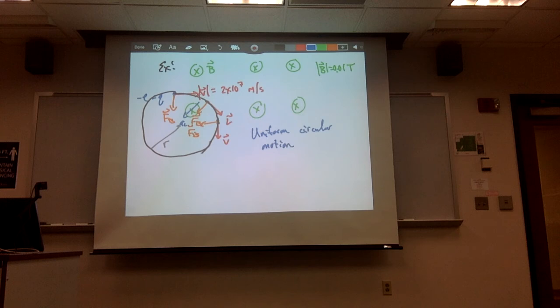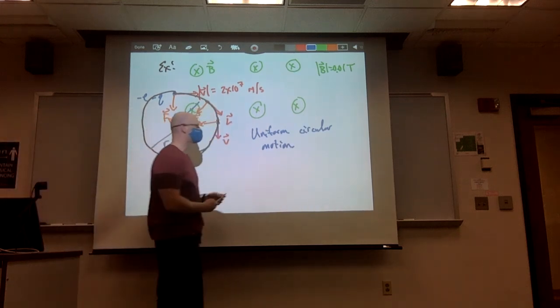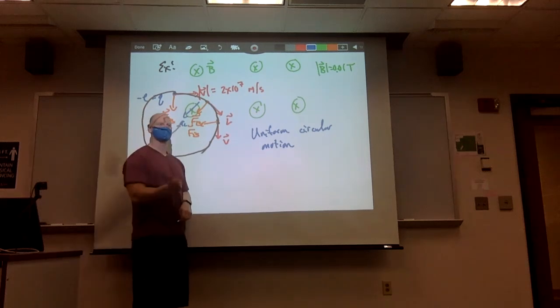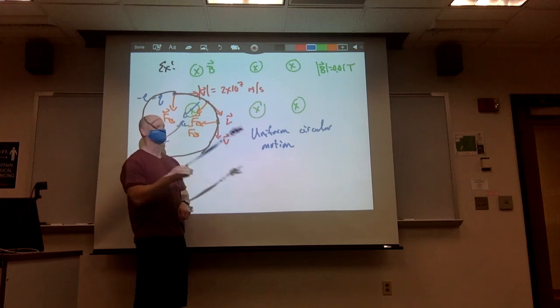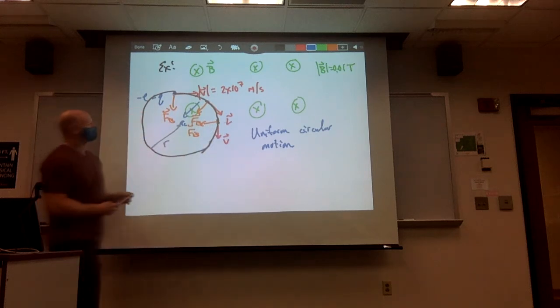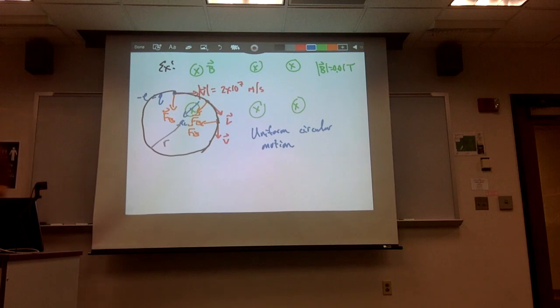This thing is simply going to sweep out a circle at constant velocity, with a radius of r. This thing is simply going to do this. That's it. Whenever my velocity is purely perpendicular to the direction of the magnetic field, this thing is going to undergo a circle. It has a constant radius of r, and a constant velocity because, again, the force is always perpendicular to the direction of the speed.